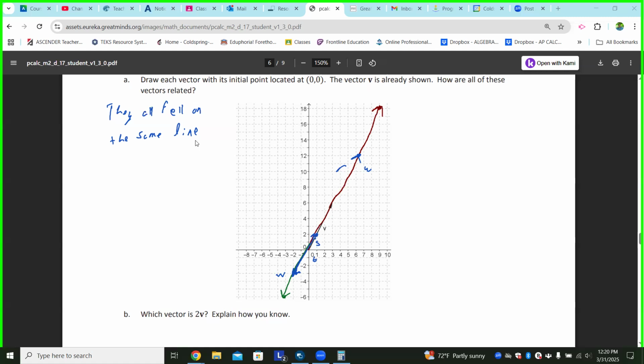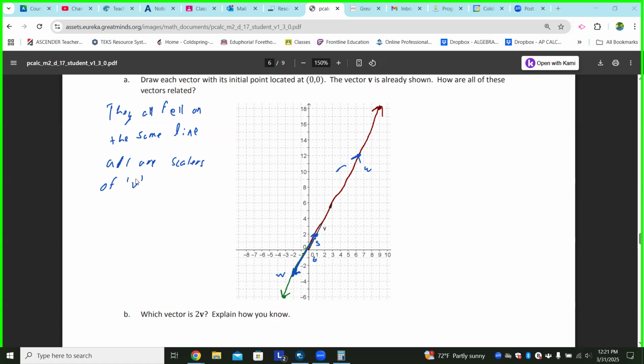So all of these are scalars of V. Now you could make an argument that all of them are scalars of each other. Like you could say, well, they're all scalars of R, they're all scalars of W. I'm just going to stick with V since that was the first thing graphed. But they are all scalars of V. I can take V and multiply it by all those numbers.